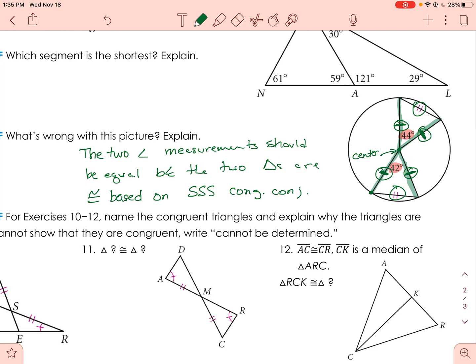So that is how you do that. You have to use the information that you're given, and you also have to recall that the distance from the center to the outside of a circle is a radius, and when you have multiple radii, those sides are all going to be congruent. So that's how you do question 9.